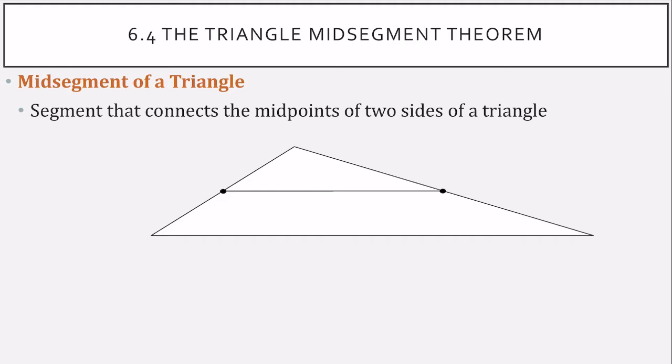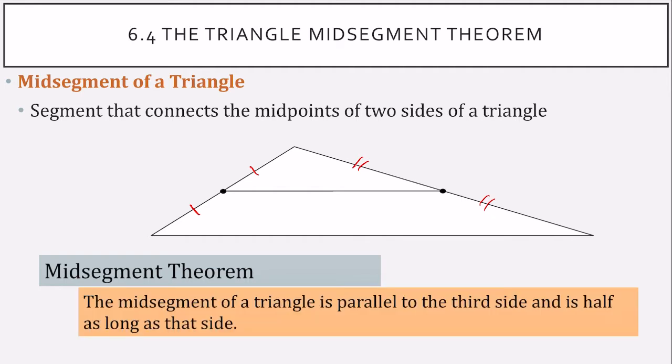The midsegment of a triangle is a segment that connects the midpoints of two sides of a triangle. So those are congruent, those are congruent. And our midsegment theorem says what we just found, that the midsegment of a triangle is parallel to the third side and is half as long as that side. So if the third side's length is 2x, the midsegment's length is just x, or half of that.